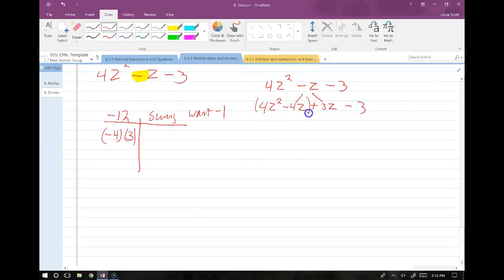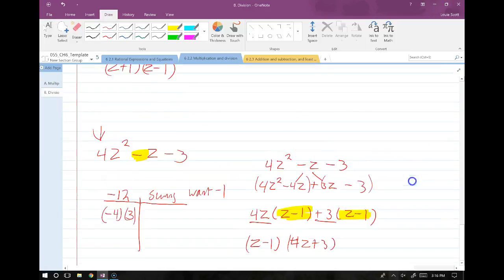So in this first little grouping, looks like I can pull out a 4z. That leaves me with z minus 1. And in this second grouping, it looks like I can pull out a 3. So that leaves me with a z minus 1. Since my factors match, I'm on the right path and I can continue. So I go ahead and pull that z minus 1 out front, and then I write what's left: 4z plus 3. Boom.